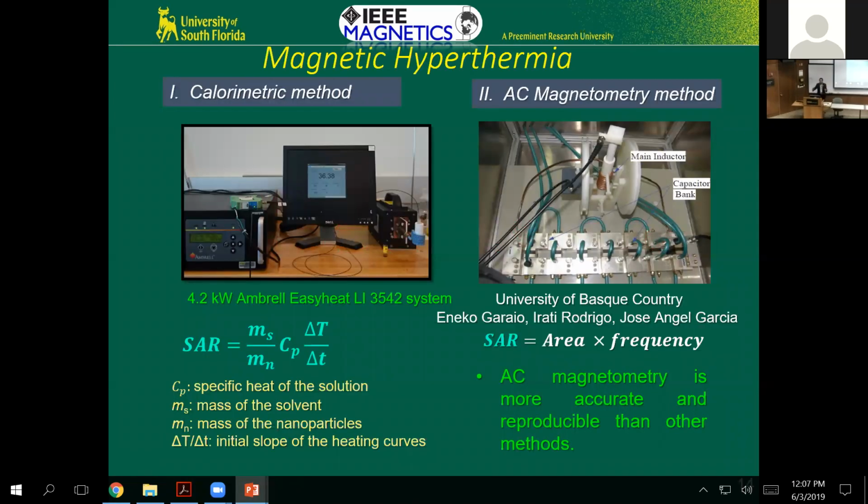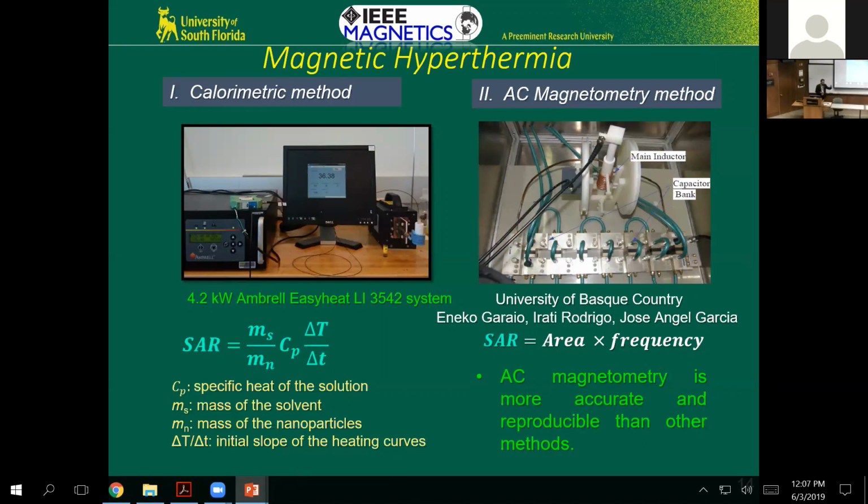The other thing that we need to measure in the group is the SAR itself, the heating efficiency of these particles. How good are these particles at heating up the cancer cells? For this, we use two different techniques for magnetic hyperthermia. We use a calorimetric method in my lab at our university. And you can see that's the AC power supply. Remember that we need to generate high frequency, large amplitude fields, not small amplitude, okay?